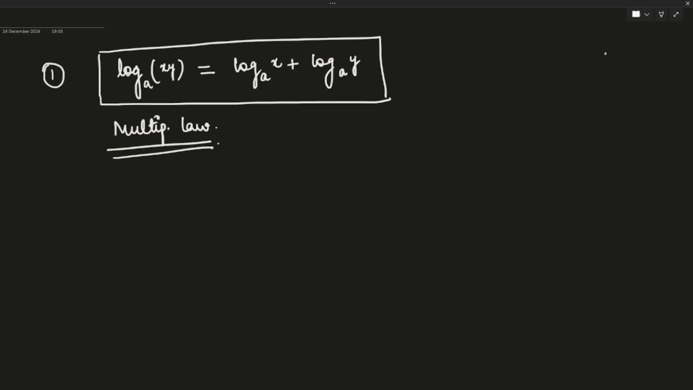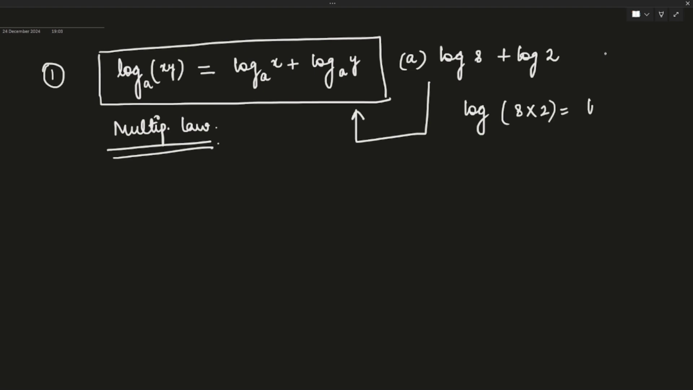So we'll just take an example. Suppose we have log of 8 plus log of 2. Okay, so we are just asked to find the value of these logs. We have to simplify this expression and find the value of this log. By the multiplicative law, the value of this log will be log of 8 into 2, which is equal to log of 16. You can find out the value of log 16 with the help of your calculator. Okay, since we are just asked to simplify it, we can just leave it like this.